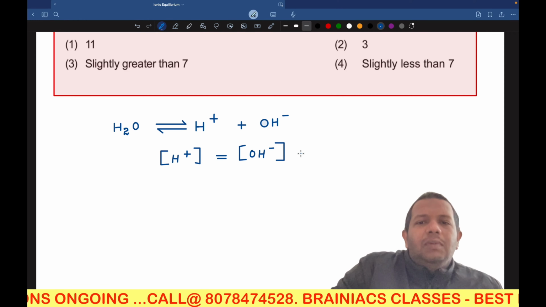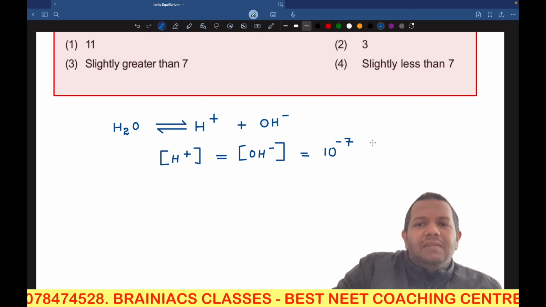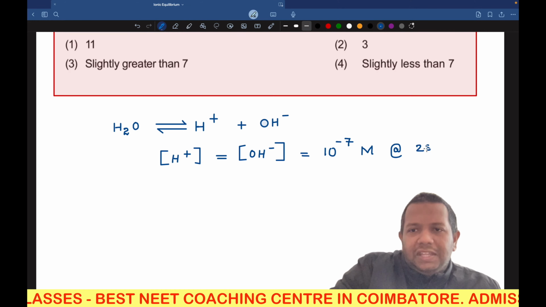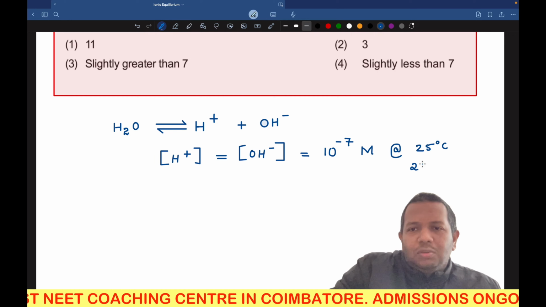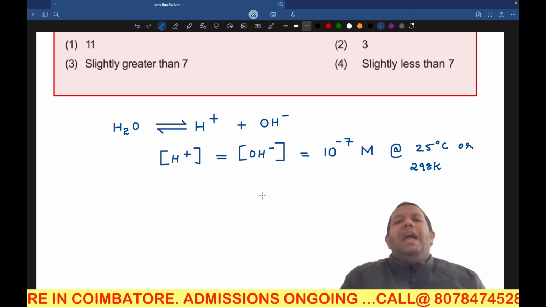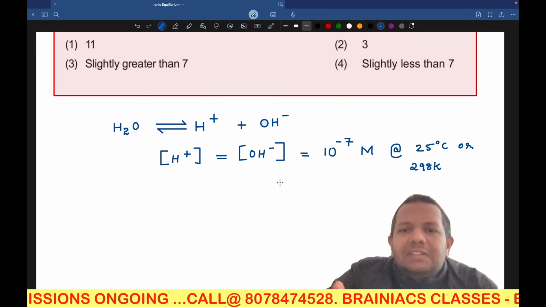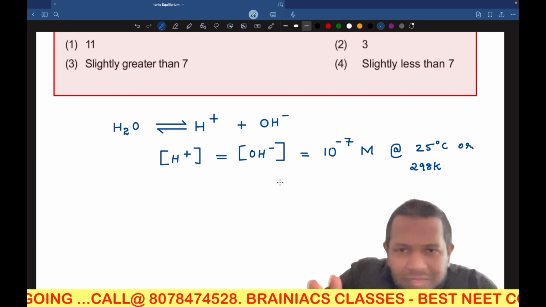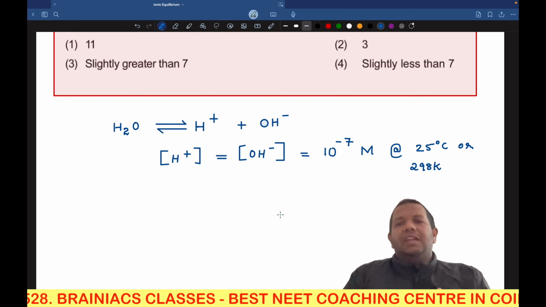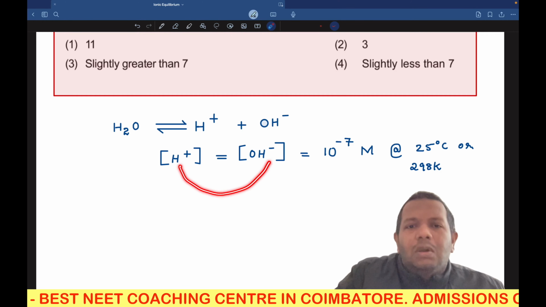It will have a concentration of 10 power minus 7 molar. But please understand, this is at a temperature of 25 degrees Celsius, or 298 Kelvin. Please remember, water has a peculiar property: at any temperature, the amount of H plus and OH minus will remain the same. At 25 degrees Celsius, it is 10 power minus 7. If a different temperature is given, the concentration of H plus is always equal to OH minus.